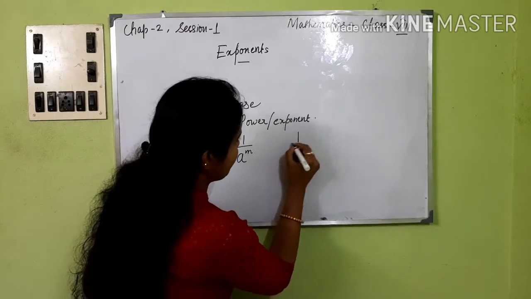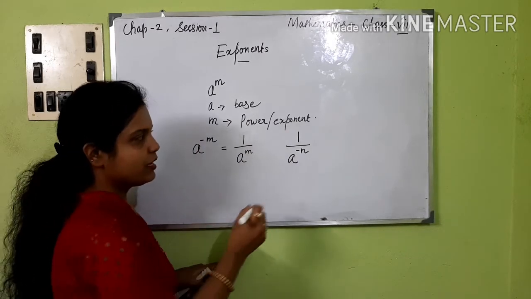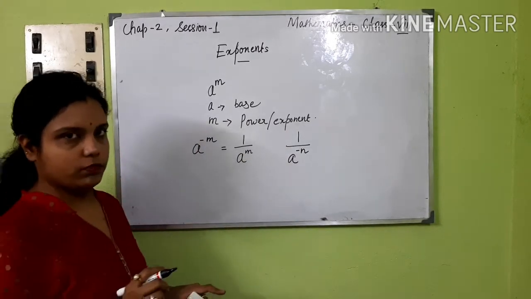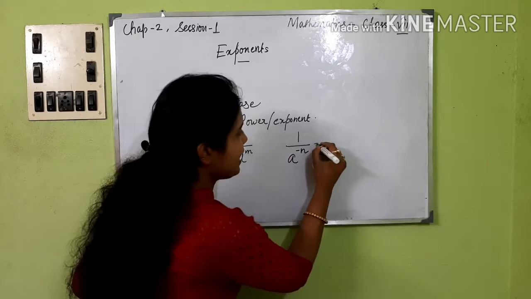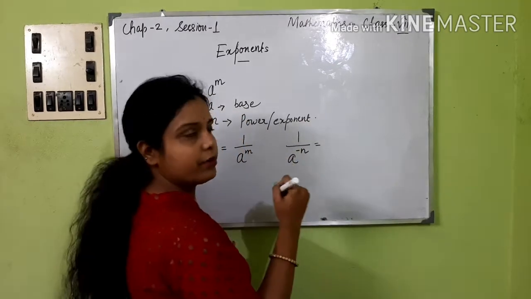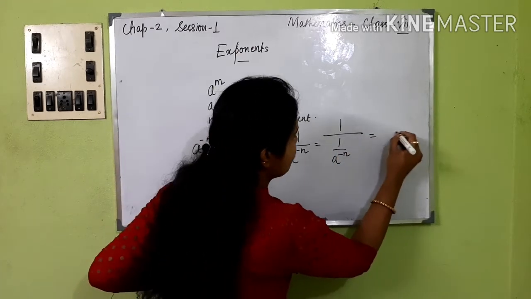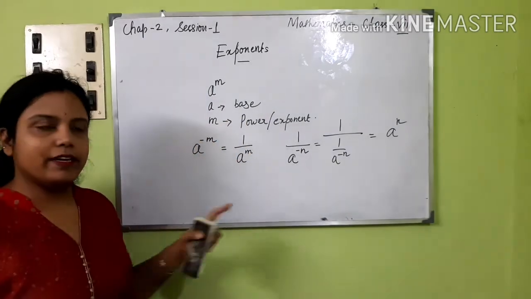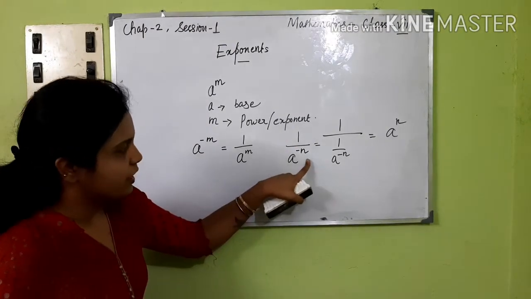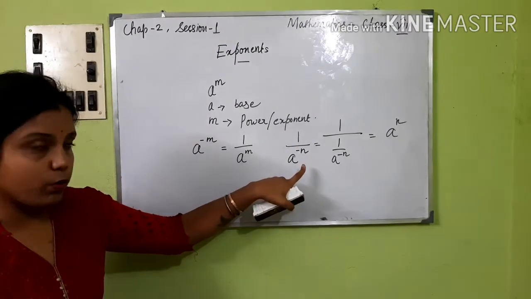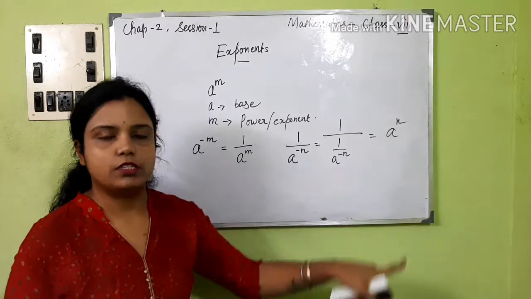Again, suppose I am having 1 by a to the power minus n. This is already in the reciprocal form. To get a positive power, that is a to the power n, only n, not minus n, we will take the reciprocal of this number again. That is 1 by a to the power minus n. In that case, we will get a to the power n. If we take the reciprocal again of this number with the negative power, we will be getting a positive power.